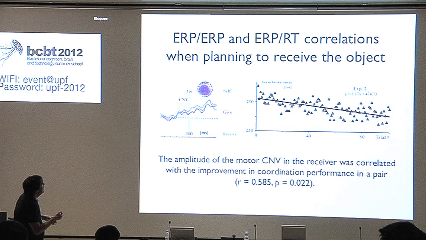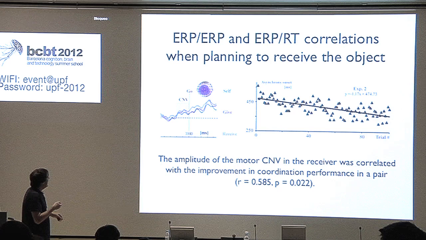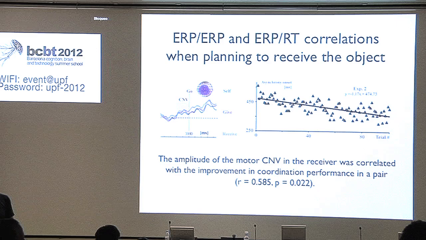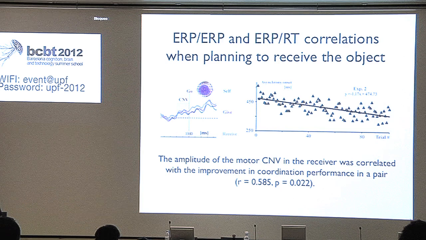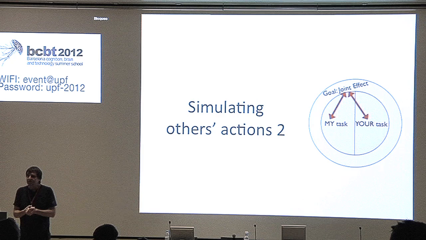And this significant correlation shows that those people who have a higher motor CNV in the receiving condition belong to pairs that have more of an improvement over the consecutive trials. So this creates a direct link between the brain component and the performance component, the coordination component. All right, so that was the first part of the simulation story.